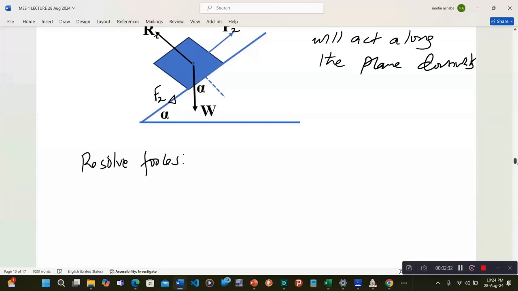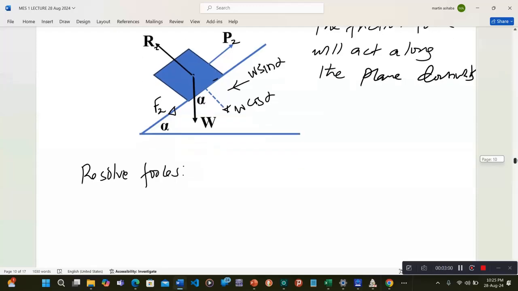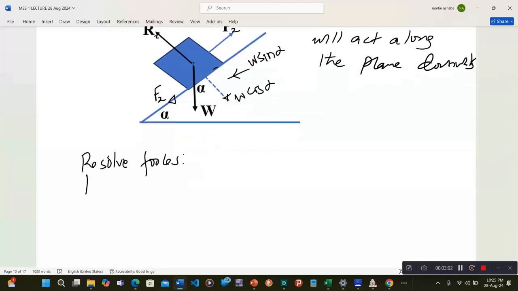Always on these problems of motion on an inclined plane, you resolve forces along the plane or parallel to the plane, then also perpendicular to the plane. That's where you can generate the equations that are going to help you. But you need to remember that this is W cos alpha, and a force that is parallel to the plane is going to be W sine alpha. So resolving forces, okay, let us resolve perpendicular to the plane.